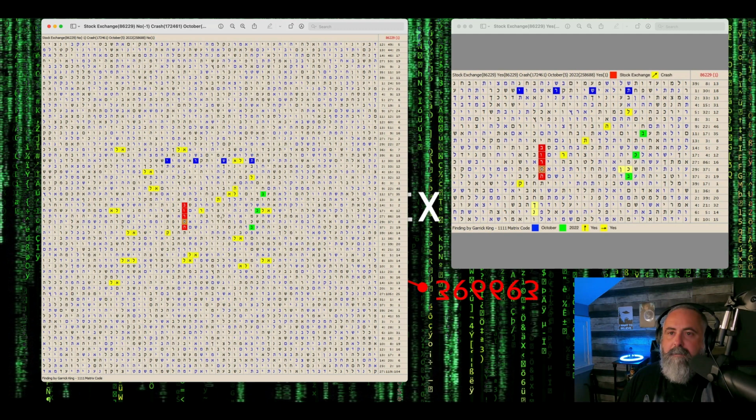We have red right here, and it's stock exchange. In yellow, crossing it, we have the word crash. We have October up here in blue, and 2022 over here in green. Now, everything else that you see in yellow, that is going horizontal. So up here, here, here, here, here, here, and so on. All of these are the word no. Okay? The word no.